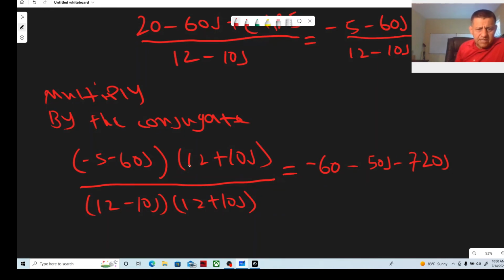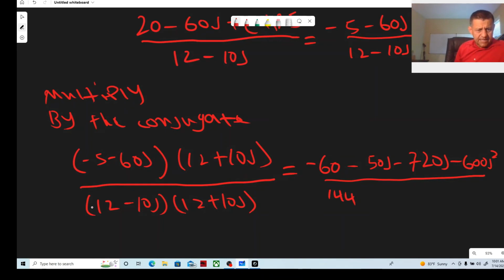J, right? This times this, and then this times this is going to be negative 600j squared. And on the bottom, we do this times this, 12 times 12, which is 144. All right, so 12 times 12 is 144.